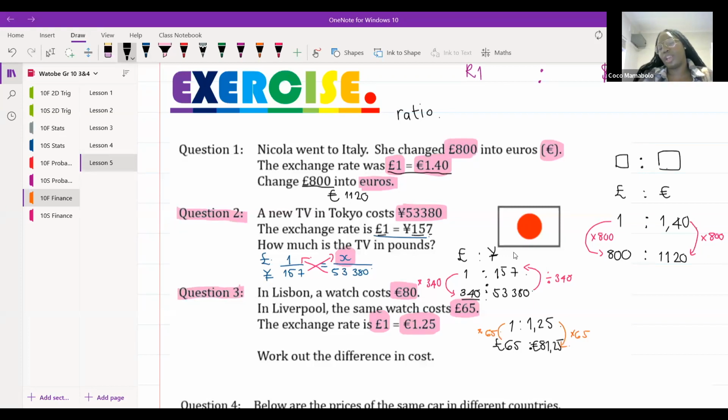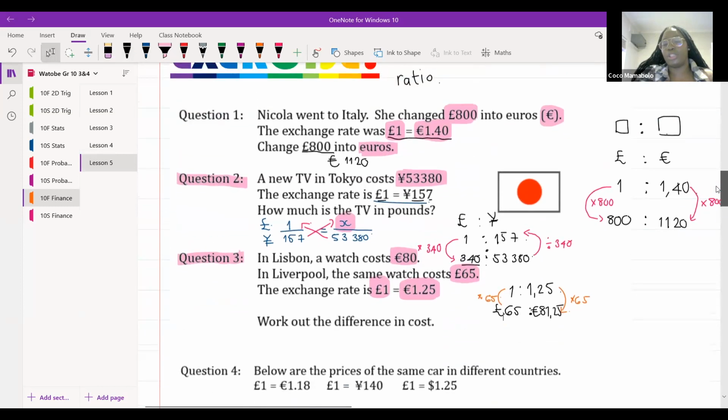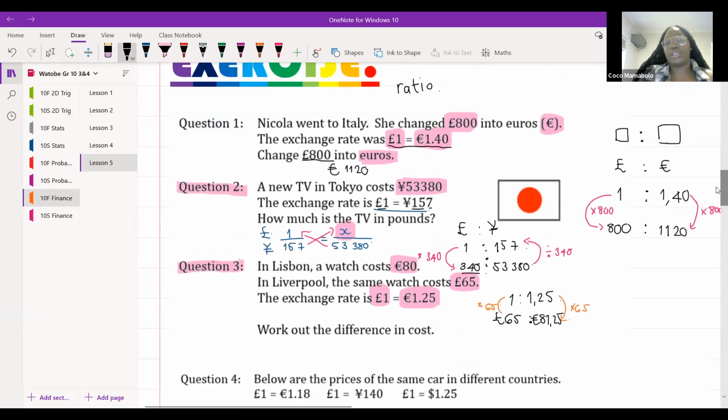But Jessica, what does my question actually want from me? Work out the difference in cost. Oh, so it wants the difference in cost. What do we normally do when we hear the word difference? What do we need to do in mathematics? Minus, ma'am. Correct. We need to minus. Good. We're going to subtract. So we're going to take our new euro amount, and which amount are we going to minus it from?